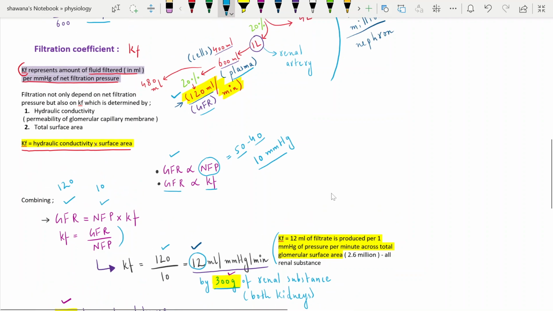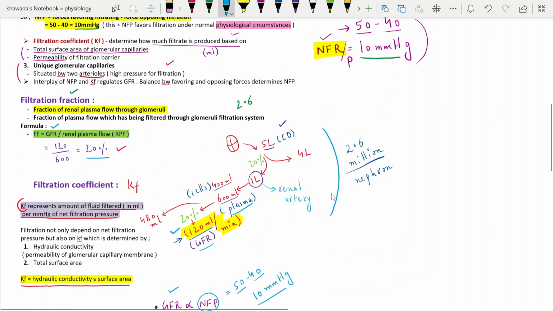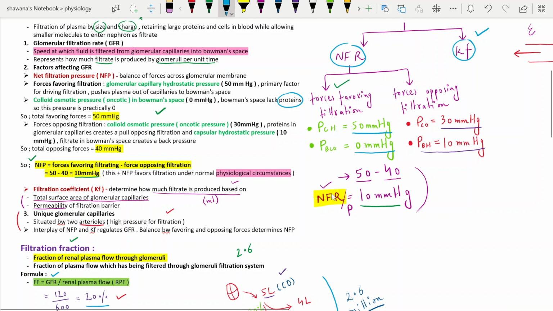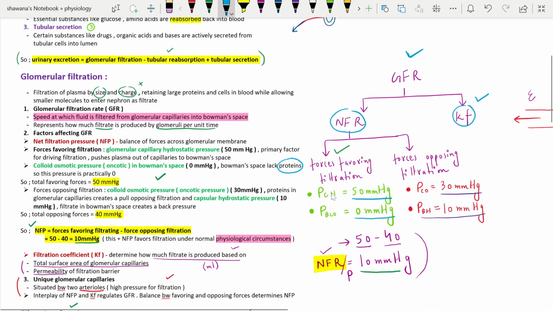I hope you understand these terms. These are very easy to remember. The pressures, the forces, the filtration fraction, the filtration coefficient, these are not very hard to follow, and are very easy to understand if you concentrate.